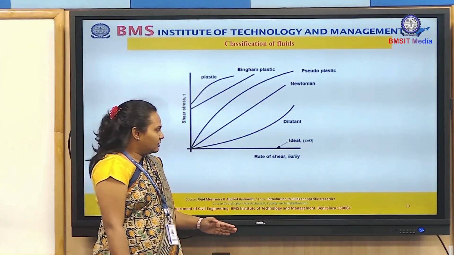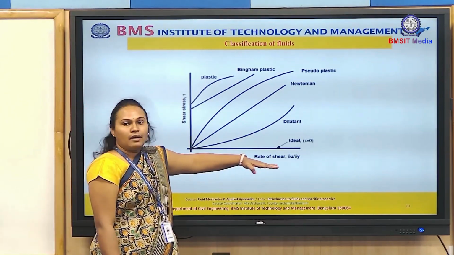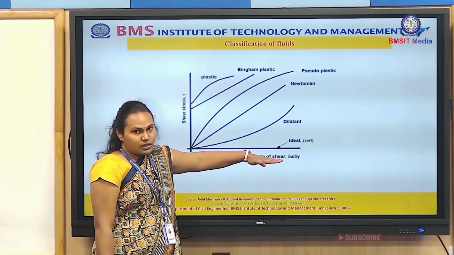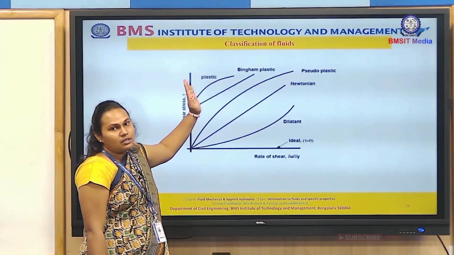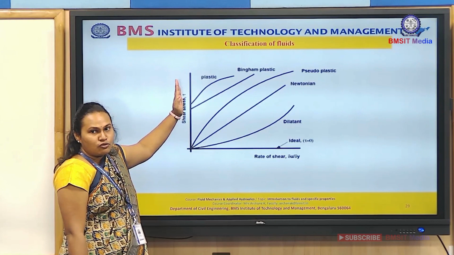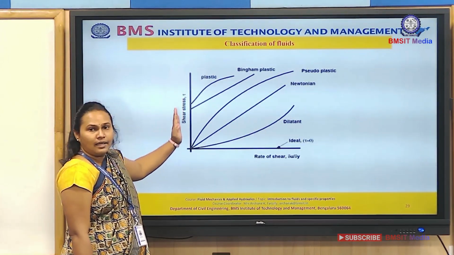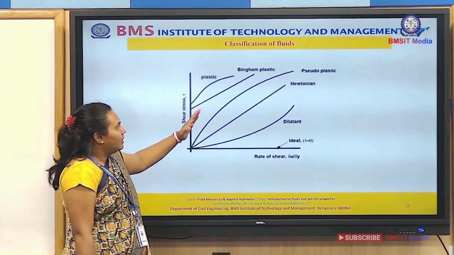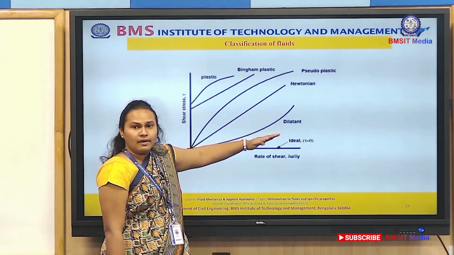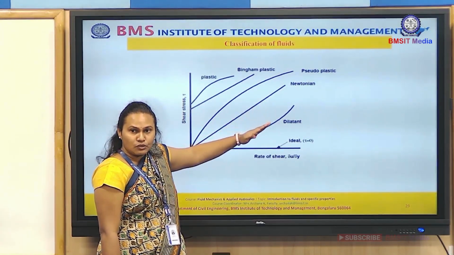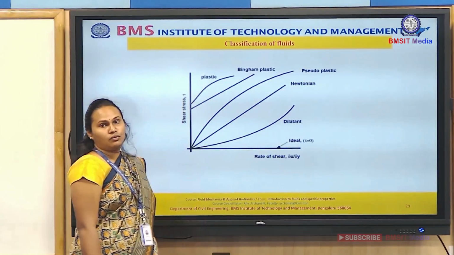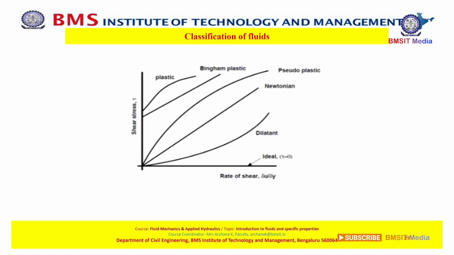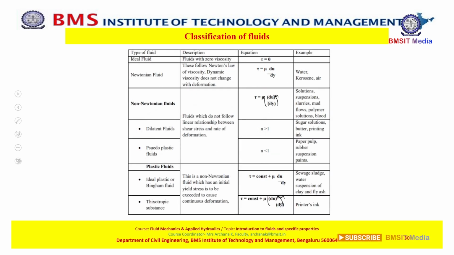Now, if you see, the graph has two extremes. One extreme is the ideal fluid with viscosity 0, and as you go towards the y-axis, the viscosity increases and moves towards the plastic zone. So another extreme is the plastic area. Any fluid which is less viscous will be below the Newtonian zone, and any fluid which has higher viscosity will be above the Newtonian zone. To understand this classification further, we can look into the table in the next slide.